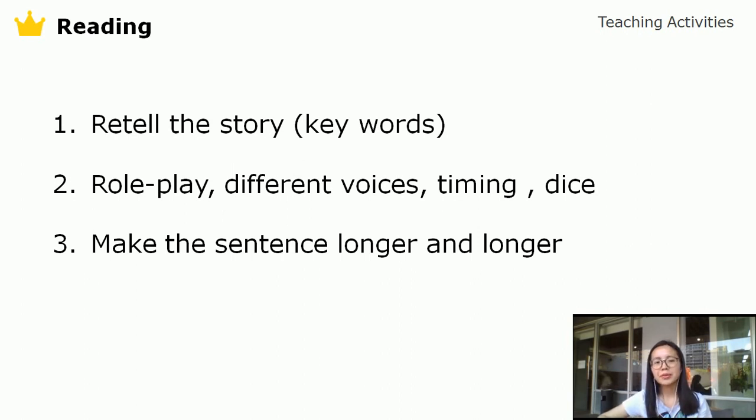And then for number 3, this is make the sentence longer and longer. So to give them some keywords to let them make the sentence longer and longer. For example, here, what's this? They will say, pen. So can you tell me in a sentence? It's a pen. And then what color is it? It's pink. So we can say, it's a pink pen. Or is it beautiful? Oh yes, it's beautiful. So we can say, it's a beautiful pink pen. Like this, to make the sentence longer and longer, to make the students speak more and more.